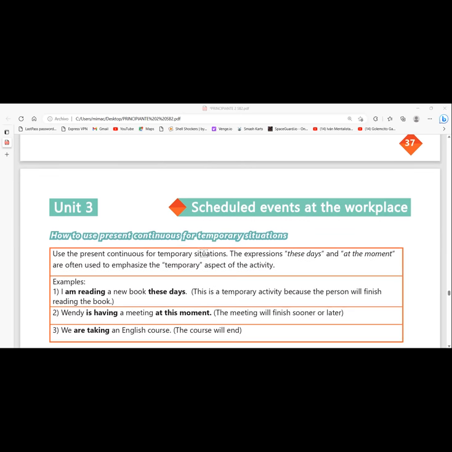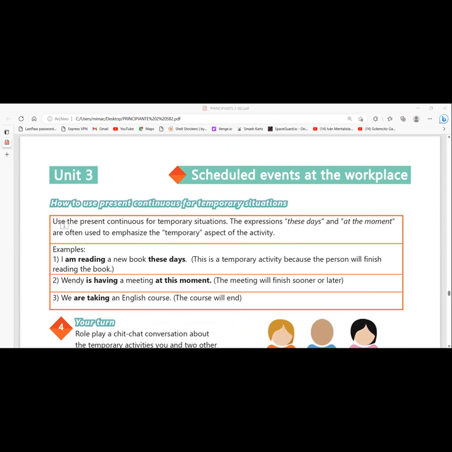So now here, schedule events at the workplace. This is at page 38. How to use present continuous for temporary situations. We use the present continuous for temporary situations, and the expressions these days, estos días, and at the moment are often used to emphasize the temporary aspect of the activity. Estas dos frases, these days, estos días, por el momento o en este momento, usualmente se usan para enfatizar el aspecto temporal de la actividad.